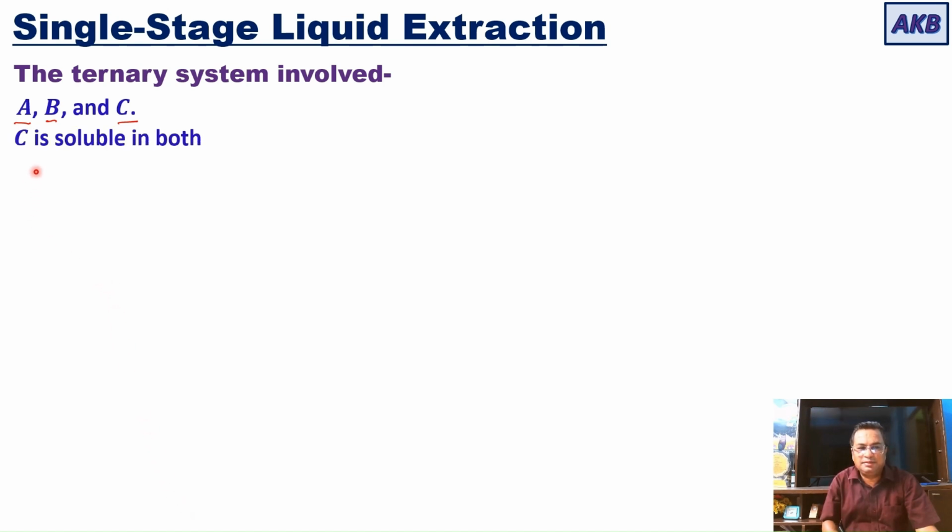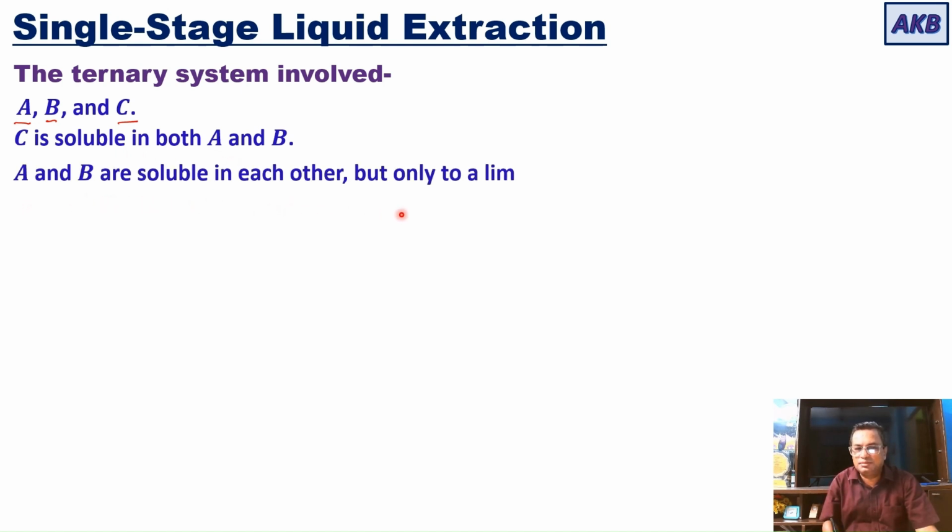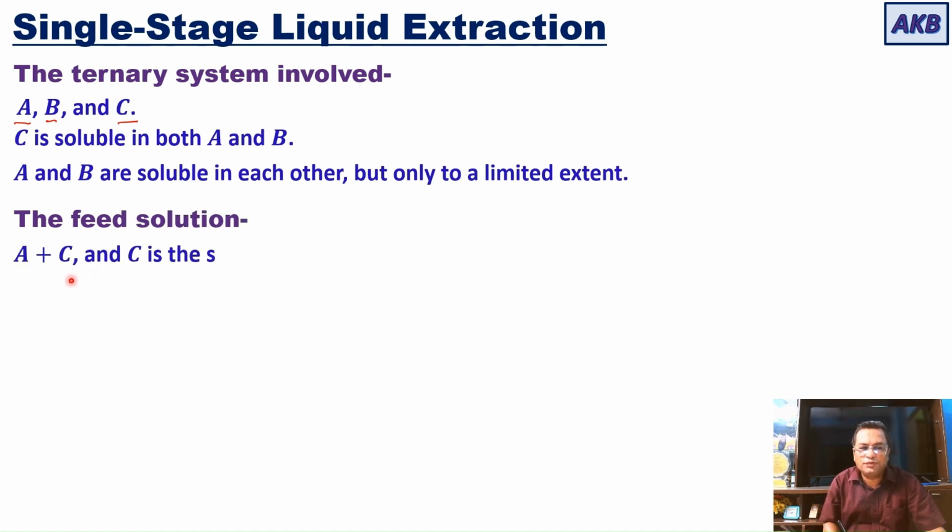Out of this, C is soluble in both A and B, and A and B are soluble in each other, but only to a limited extent. So we are considering the scenario which is very common in liquid extraction. C is soluble in both A and B, whereas A and B are soluble in each other only to a limited extent. Then the feed solution is composed of two components, A and C. And out of this, C is the solute to be recovered.